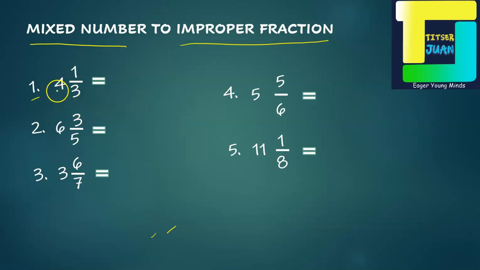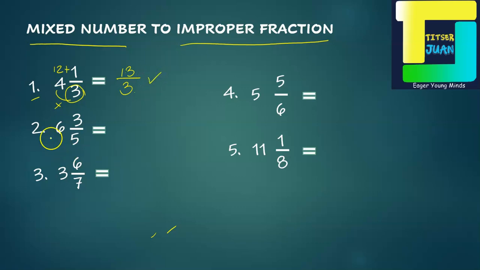Okay. First, you have to multiply the whole number and the denominator. So multiply natin yan. That is just 4 times 3 and that is 12. And then, let us add the product to the numerator. Idagdag lang natin yan dito. So that is 12 plus 1 and that is now 13. Pagkatapos, kopyahin lang natin or you just have to copy the denominator. So the answer now is 13 over 3.